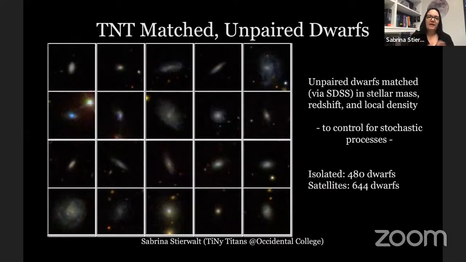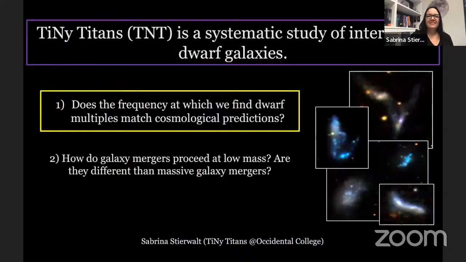And so we get that information by looking at these unpaired dwarfs in order to control for these stochastic processes, things that would have happened anyways. So if your eyes glazed over when I started talking about control samples, just know that we control very well for our results, and you can trust our results and what we find.